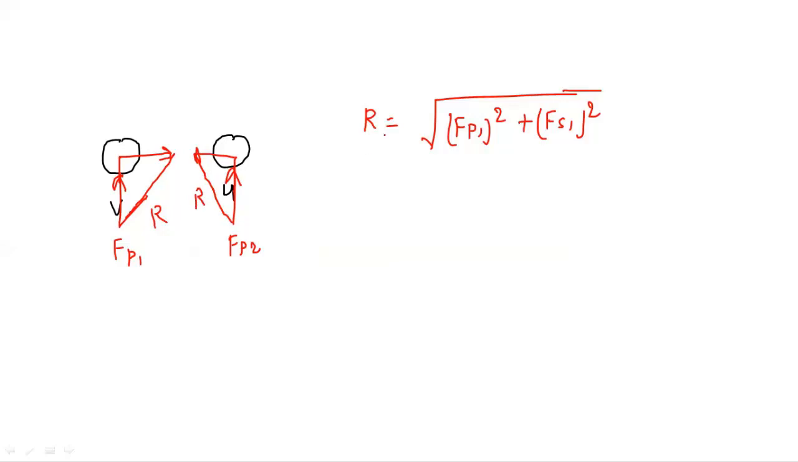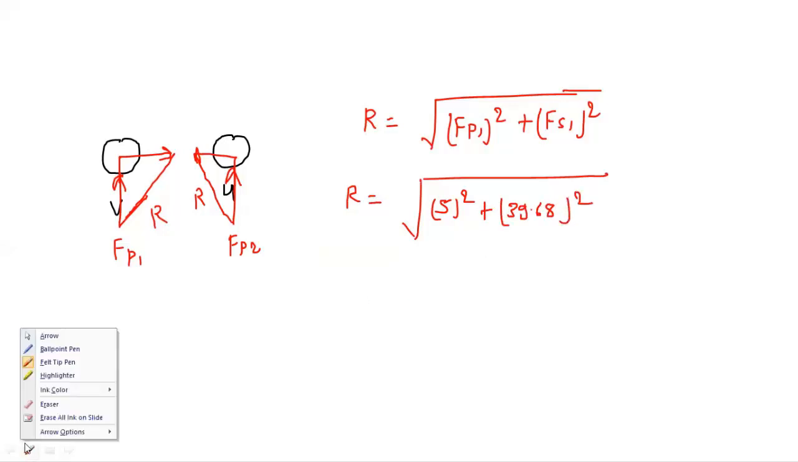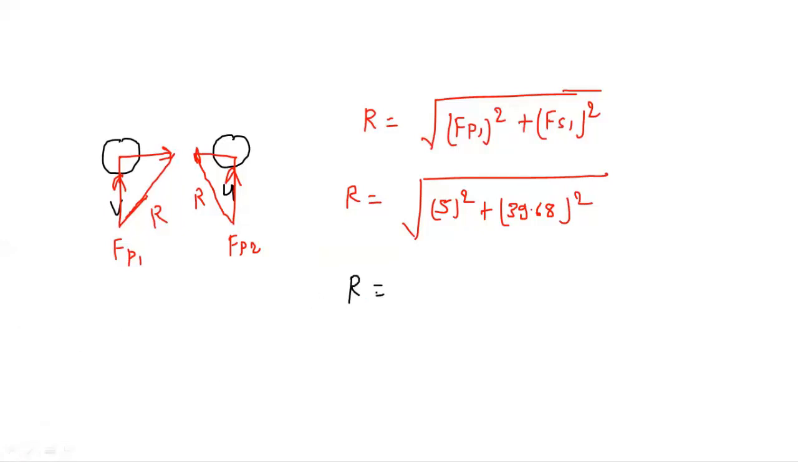Okay. So what is this Fs1, my dear friends? What is R? In this question, Fs1 is known. How much? This is given 5 kilonewton. And what about Fp1? 39.68, 39.68 whole square. From there, if you calculate this, just put this value in the calculator, we will get the resultant as 40 kilonewton. Now what can we do, my dear friends?